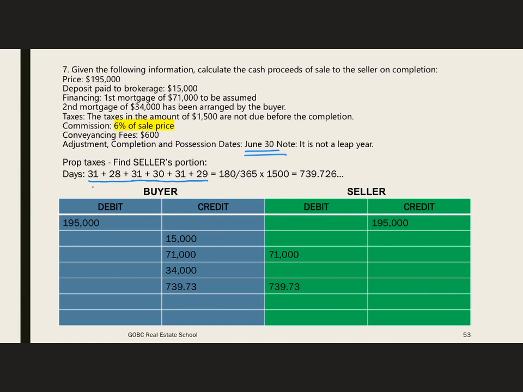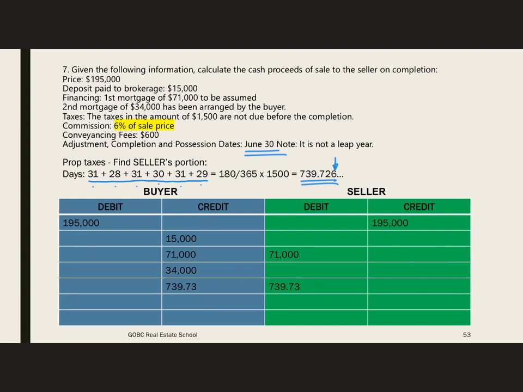So January has 31, February has 28, March has 31, April has 30, May has 31, and June has 30 days, but the buyer's responsible for June 30th. So you add all of those up, you get 180 days, divide that by 365, multiply by $1,500, and you get $739.73, because the third decimal is a 6, so we round up 72 to 73.